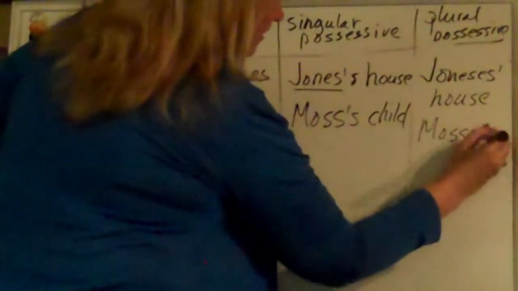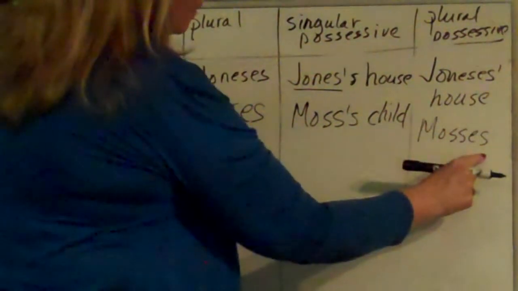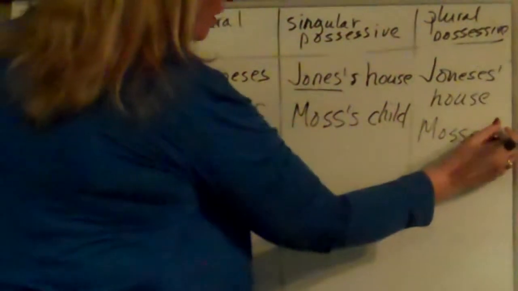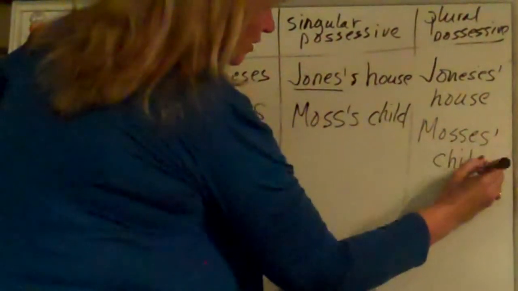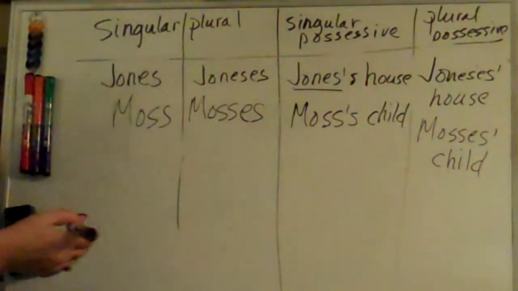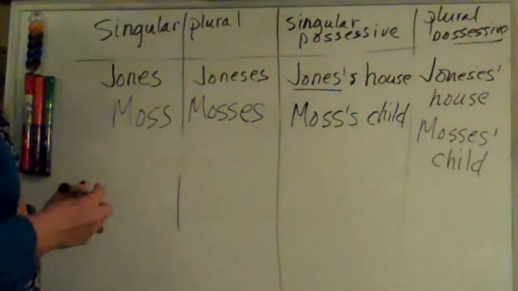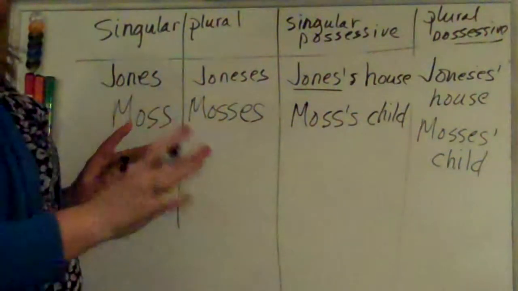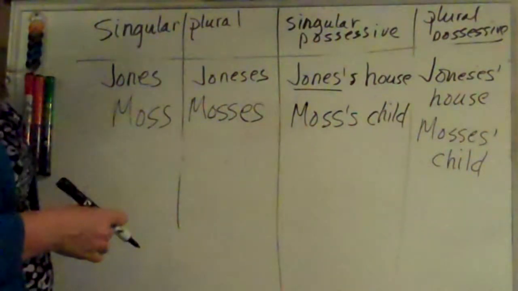If I do this, that means I've got more than one person named Moss. My plural form ends in S, just like it did here. I'm going to add the apostrophe, and then it's one child that belongs to two people, so it's going to be the child of the Mosses. Okay? Okay, now so far we've only dealt with one syllable, so it was no big deal to add another S or another unit of sound or syllable.